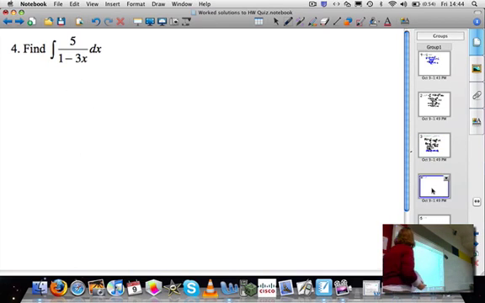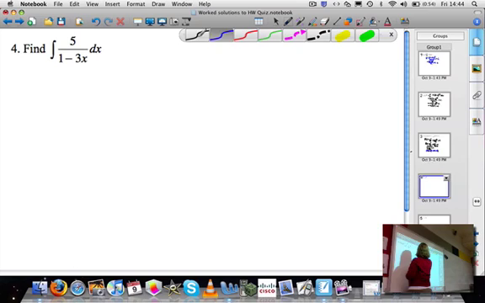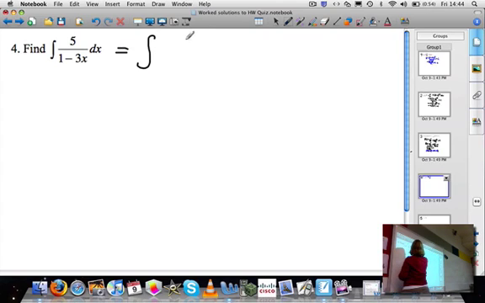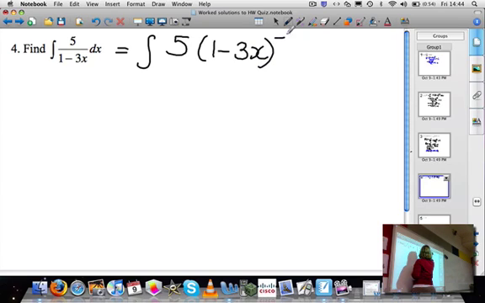Question 4. This is the one where you get to use your log. And the way we can identify it as a log is if we take this, we've got 1 minus 3x to the power of negative 1. If I was to integrate this using my regular chain rule, if I added 1 here, I'd have to divide by 0, I would understand that that is not possible. So that should be your hint that you're going to use a log for this integration.